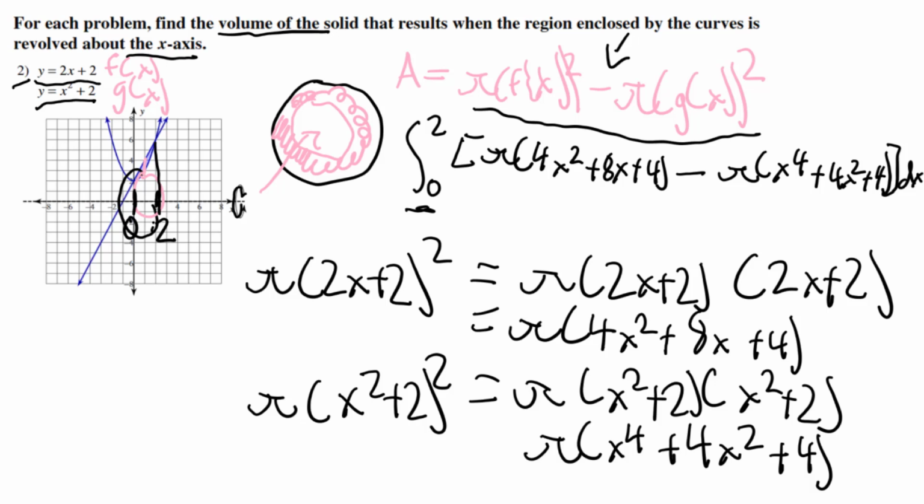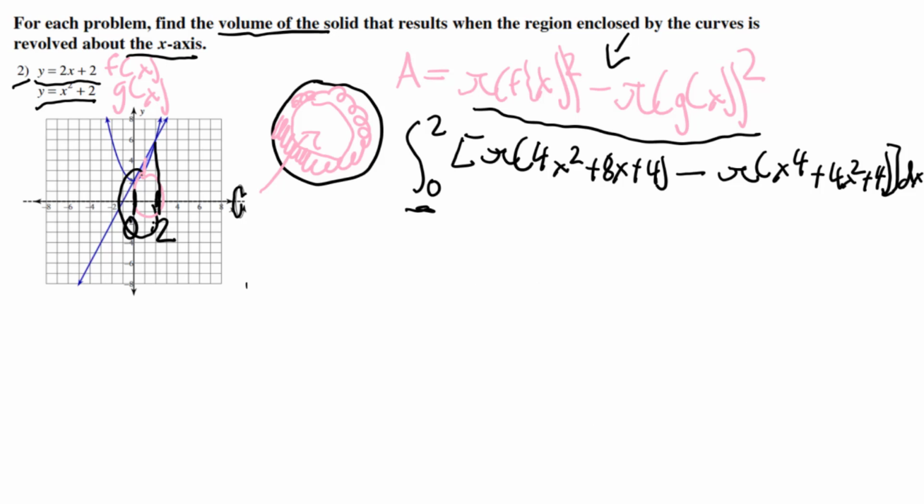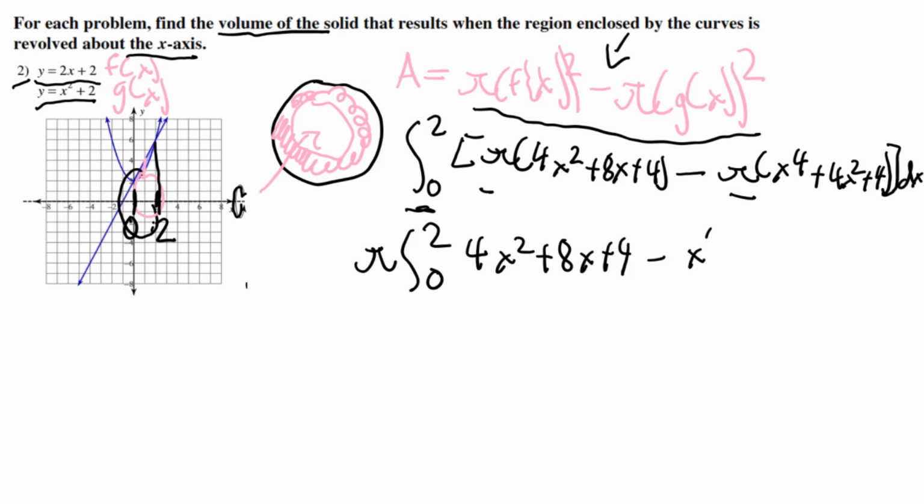Then I'll clear up some room. From here, we can factor out a pi, because it's pi here and pi here. So we factor it out and we get the integral from 0 to 2 of 4x squared plus 8x plus 4. We distribute the negative sign and we get negative x to the 4th plus 4x squared plus 4, and this is all times dx.